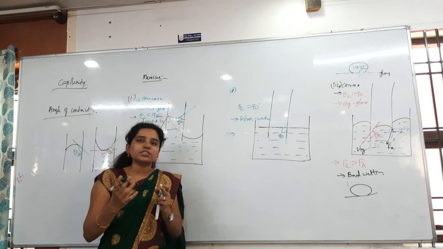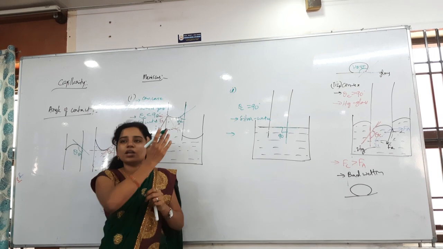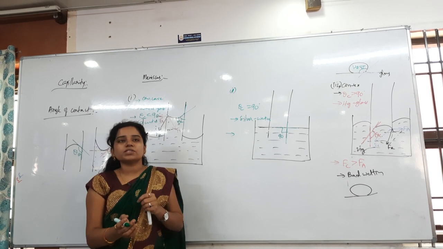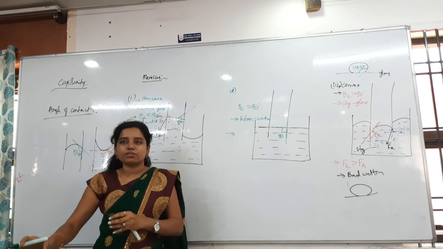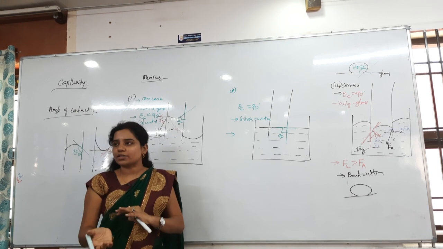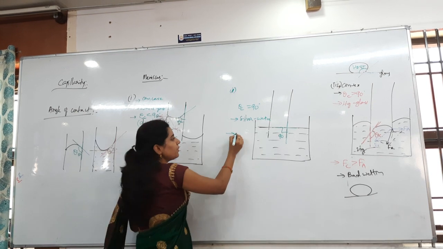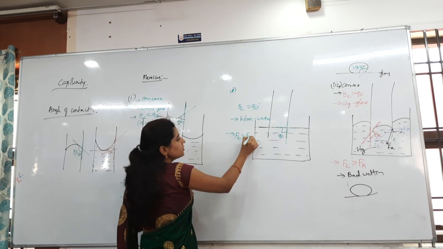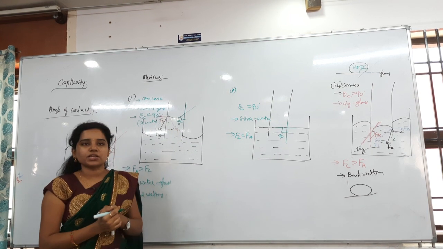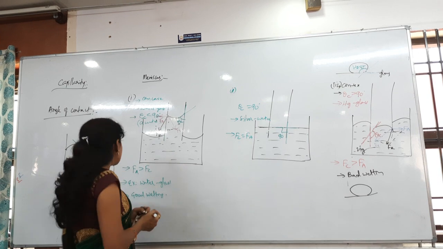If the adhesive force is greater, it will go along with the tube. If the cohesive forces are greater, it will go along with the liquid. It is neither going nor coming, which means both are balanced with each other. Fc is equal to Fa. Cohesive forces are exactly equal to the adhesive forces.